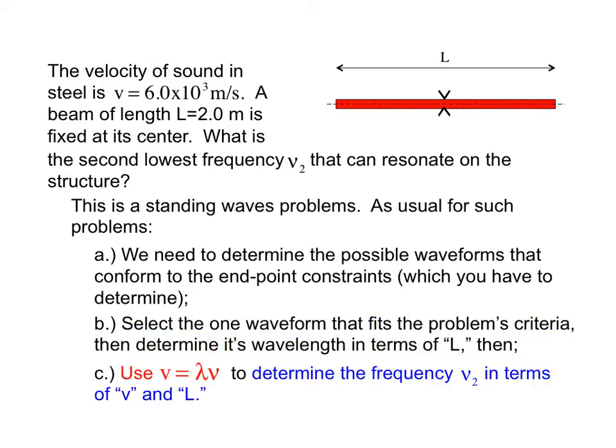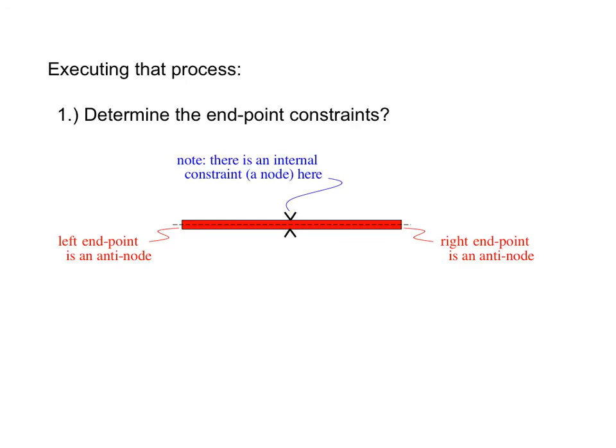Finally, we have this relationship that relates the wave velocity to the wavelength and the frequency. We know what the wave velocity of sound in steel is because we were given that in the original problem. We know what the wavelength is for the waveform that's going to do the job for us because we just figured that out in terms of L. And so all we have to do is figure out what the frequency is. So how does all of this work within the context of our problem?